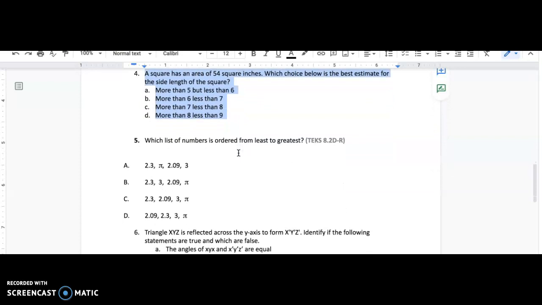All right. Number 5, this is an easy one. We need to order from least to greatest. These are actually already in decimal form with the exception of pi, and pi is 3.14.